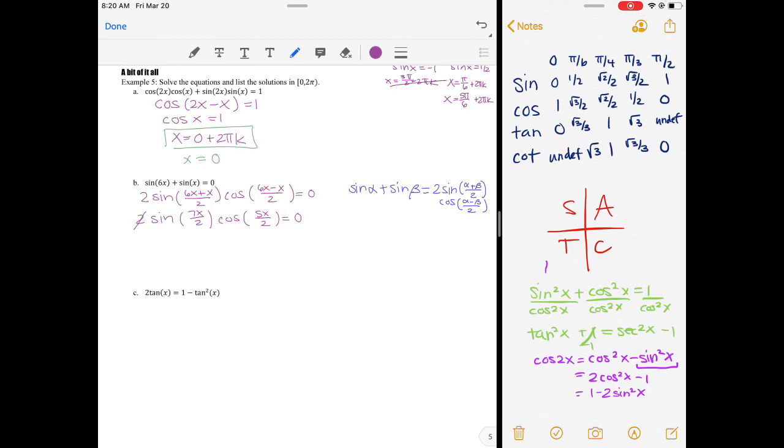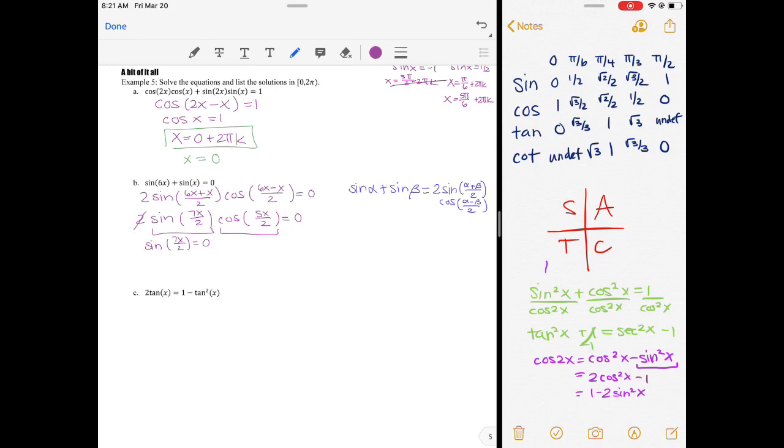That's not going to make a difference. That would just make this disappear. 0 divided by 2 is still 0. But either this first factor or this second factor has to equal 0, and then my equation would also equal 0. So if we think about this first one, when does sine of 7x divided by 2 equal 0?